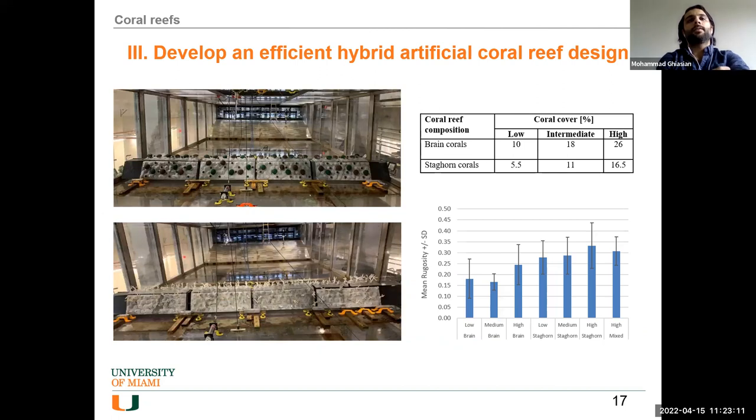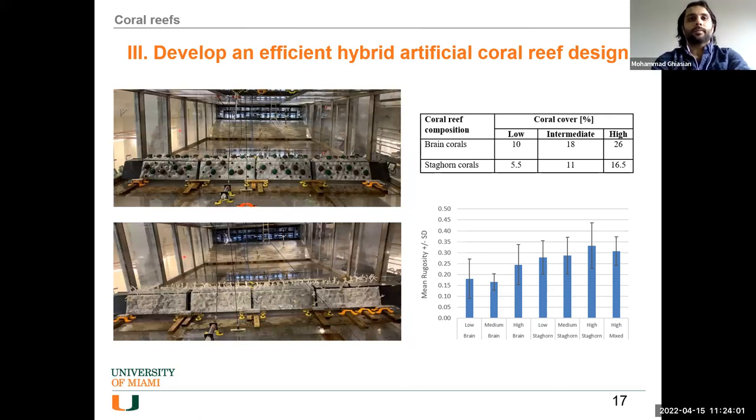Here, you can see on the left, the testing that we had at the facility. At the top, the brain corals were populated on the reef structure that we have, the trapezoidal reef. And then at the bottom, we had the staghorn corals that were again populated on the top of the reef. We defined three coral cover percentages based on each coral species that we have. However, the coral coverage was not exactly similar between these two species because of the availability of space for putting them. So therefore, we had different coral coverage for each coral species that we use. However, we could use the numbers that we have, for example, the low coverage of the brain coral, we can compare it with the intermediate coverage if we wanted to compare the results.